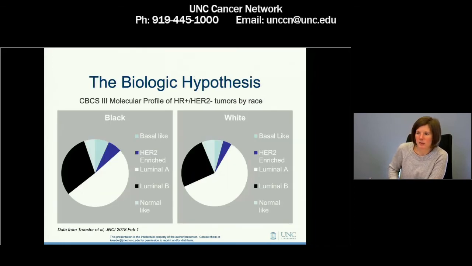So first, let's look a bit at the biologic hypothesis. This is some very recent work that we published about a year ago in the JNCI from the Carolina Breast Cancer Study, in which we ran after this very question. This is led by my colleague Melissa Troester, and we took the tumors of only women with hormone receptor positive and HER2 negative disease, and we looked at what we call the molecular subtype, which is an expression of 50 different genes, so a more complex way of measuring biologic variability than just the hormone and HER2 receptors.